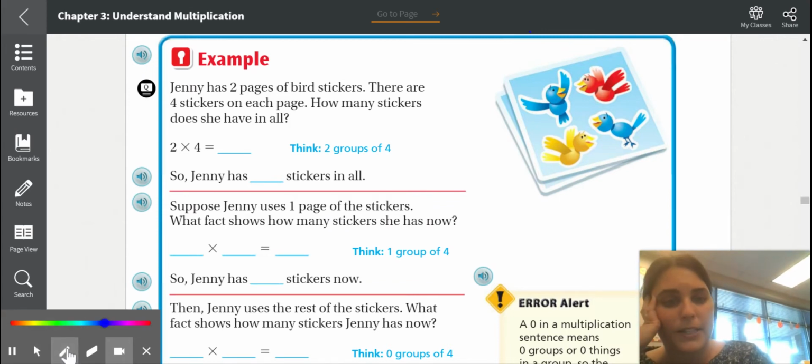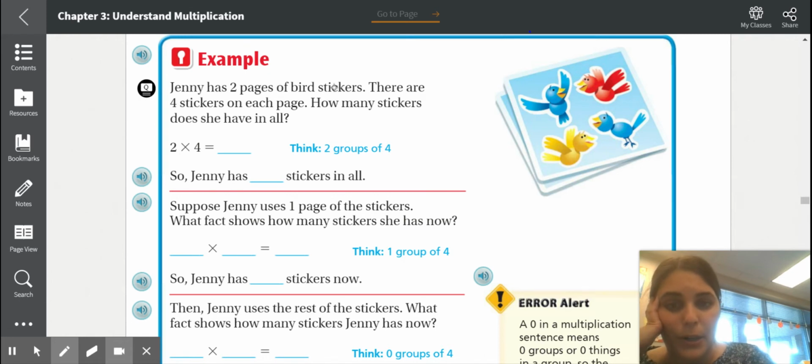And let's start here with this example. Jenny has 2 pages of bird stickers. There are 4 stickers on each page. How many stickers does she have in all? So she has 2 pages, that's the 2 groups, times 4 stickers on each page. She has 4 on this page and then 4 on the other page. That's 8 stickers. So she has 8 stickers.